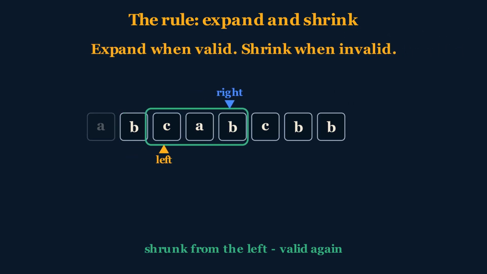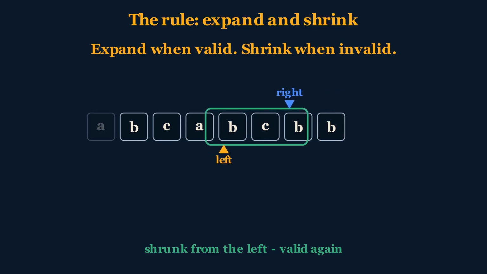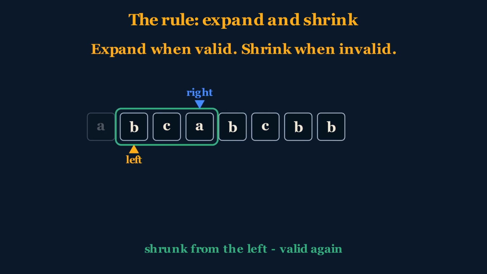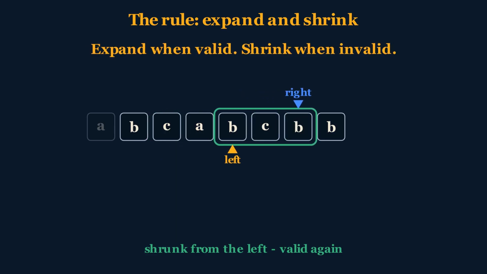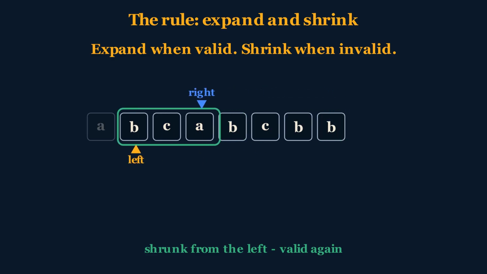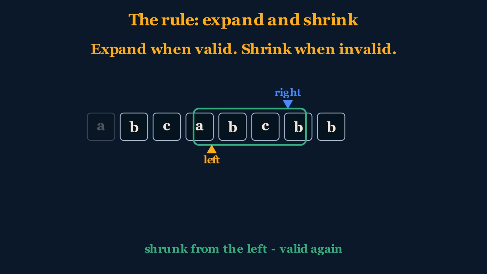Watch. Right pointer adds A, then B, then C. The window ABC is valid, all unique glowing green. Now the next character is A again. Duplicate. The window flashes red, so which pointer should move? The left one. We shrink from the left until that duplicate is gone, and the window turns green again.